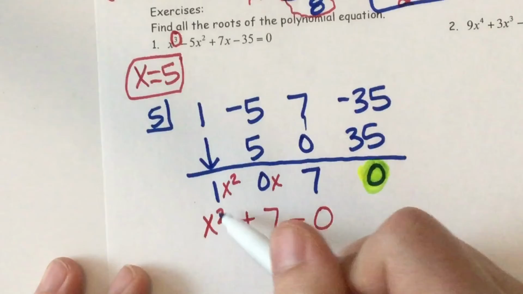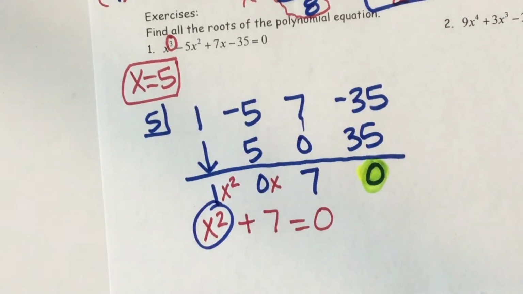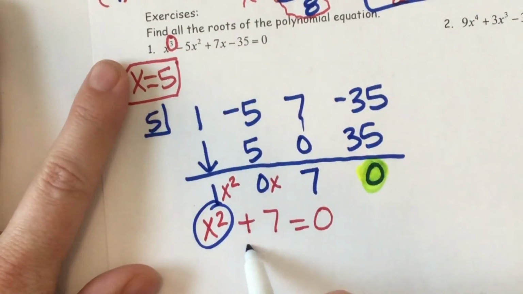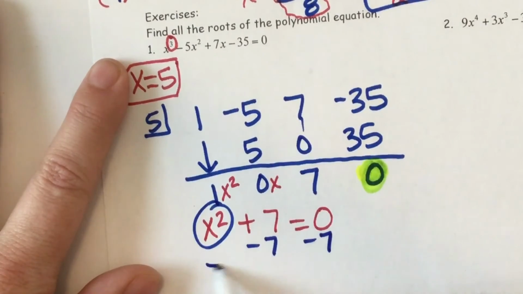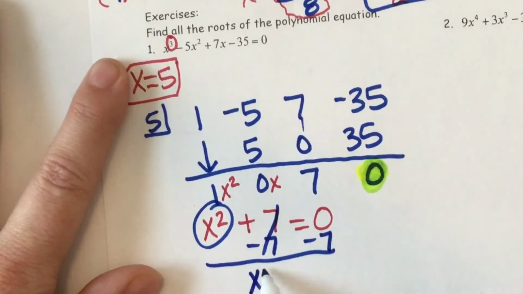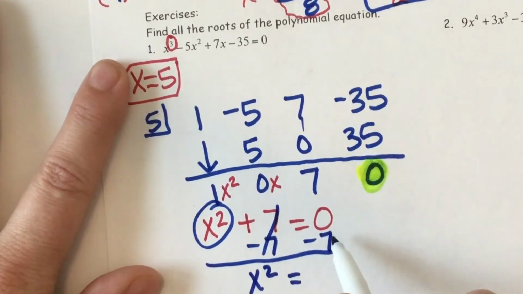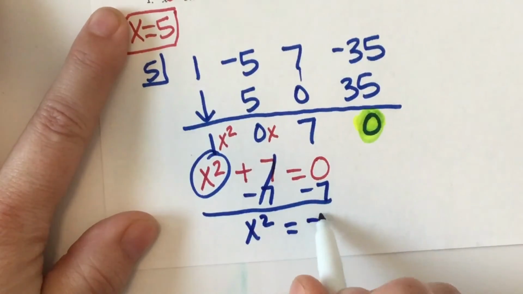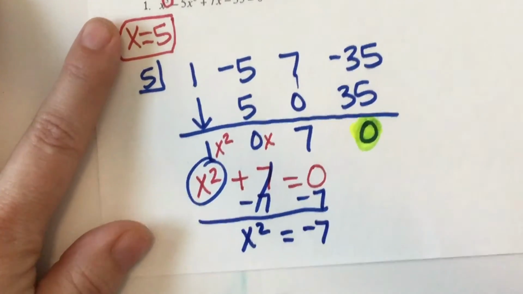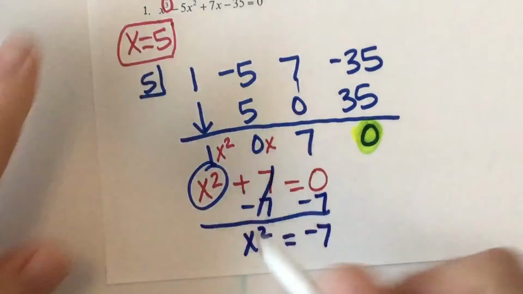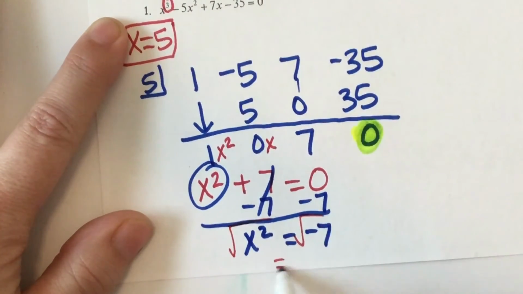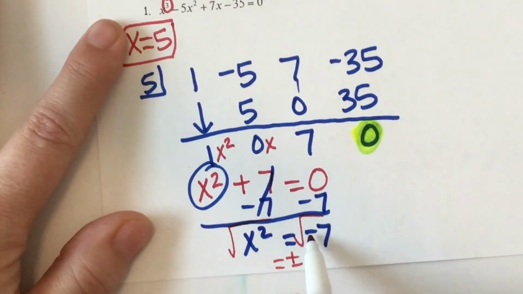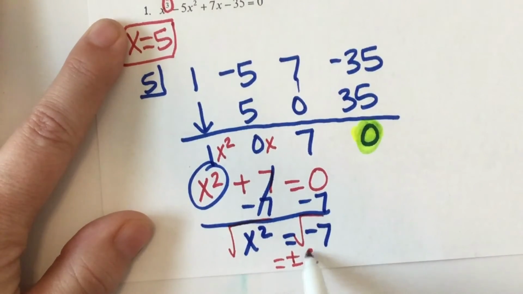So the goal is to get Mr. X squared by itself and square root. To get rid of the addition of 7, I subtract it. The x squared comes down. 0 minus 7 makes negative 7. And then to get rid of the squared, we're going to square root. I'm going to slap down my plus minus. Who takes the negative out? i. And then you're left with the positive square root of 7.